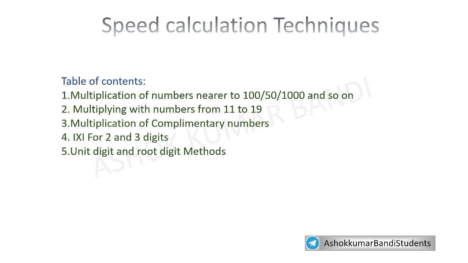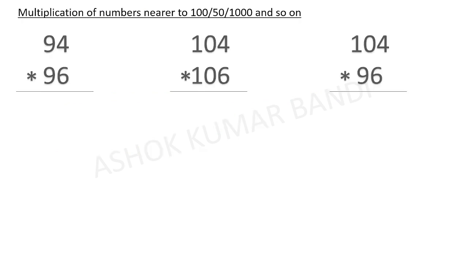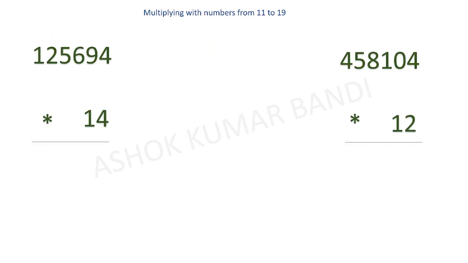In the previous class, we finished the first technique. Now we are going to start the second. In this technique, we are going to learn how to multiply two numbers where one of the numbers is between 11 and 19. So let's start. Observe here, I want to multiply 1,25,694 with 14. Out of these two numbers, one is obviously between 11 and 19, so we can apply the second technique.